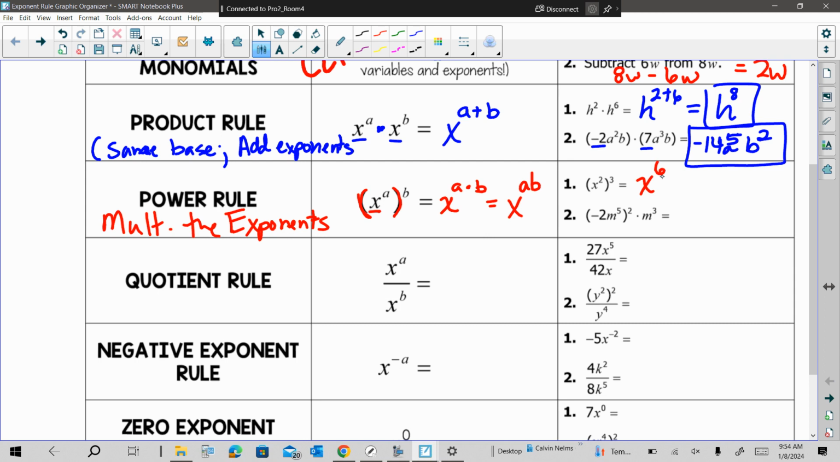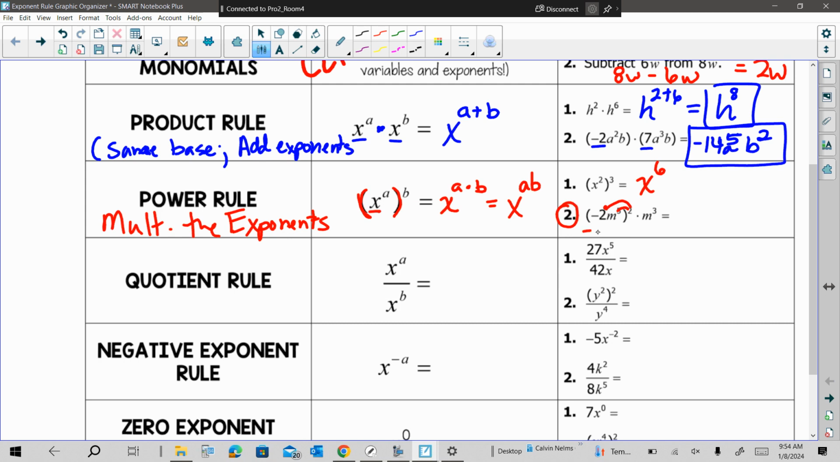Now, I'm going to circle this one. Whenever you have a power raised to a power that has a coefficient, you have to distribute that power to each term. So this exponent is going to this base of a -2, and it's also going to the 5.